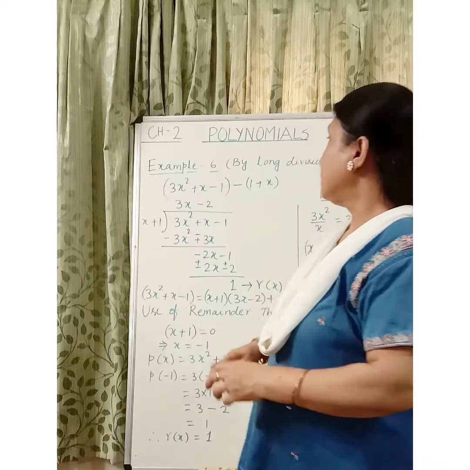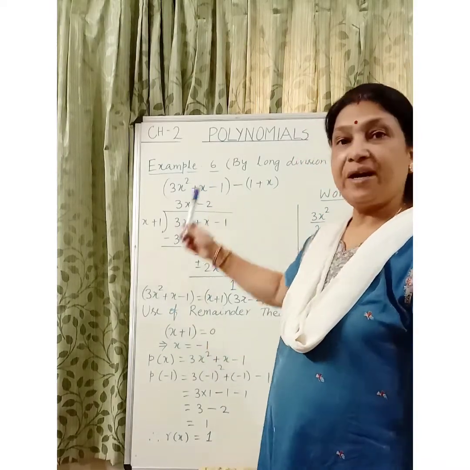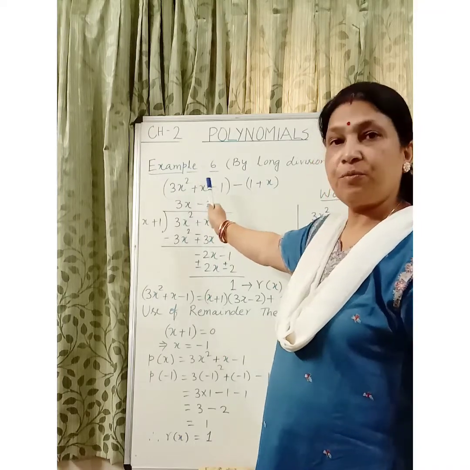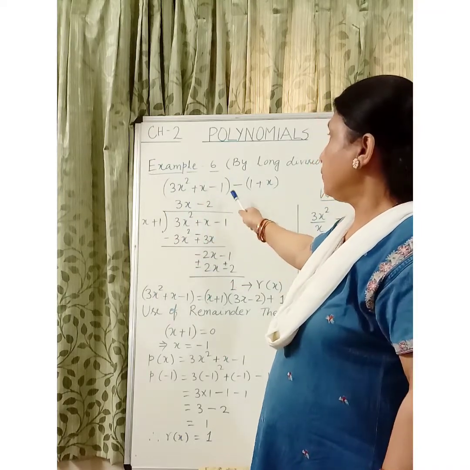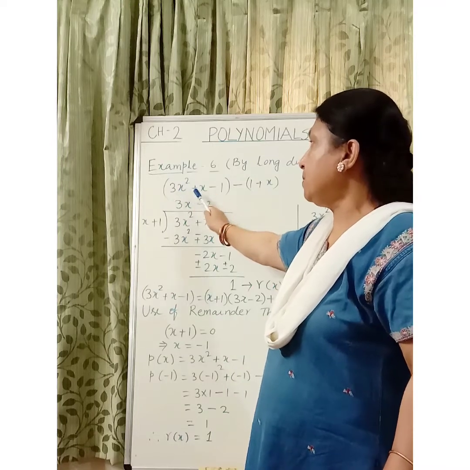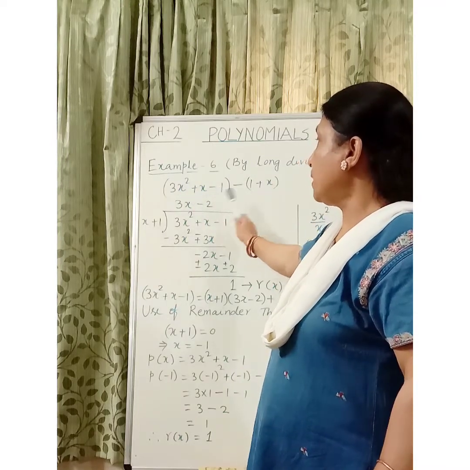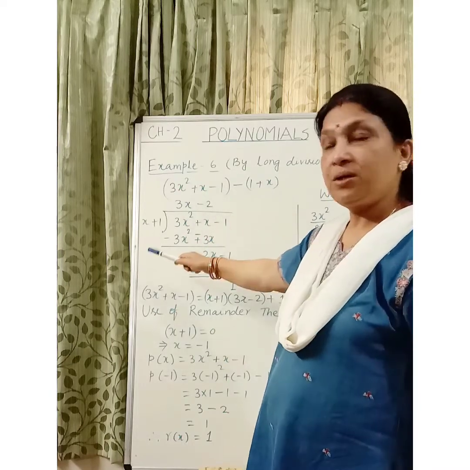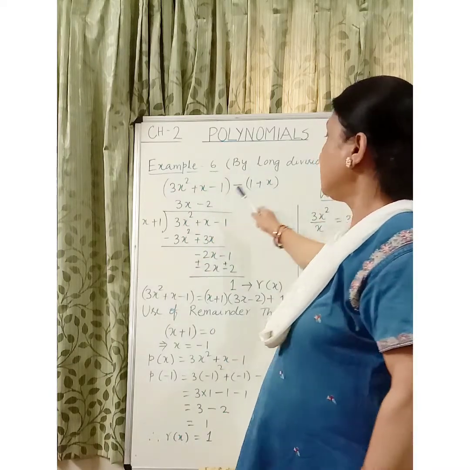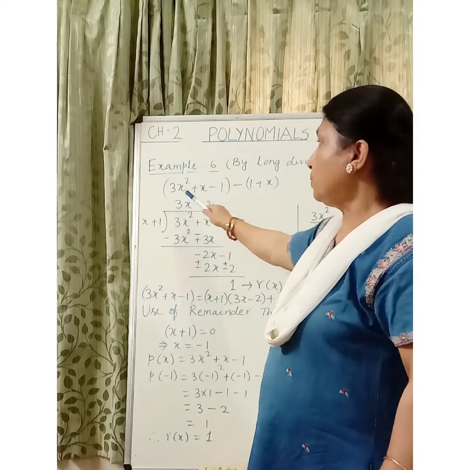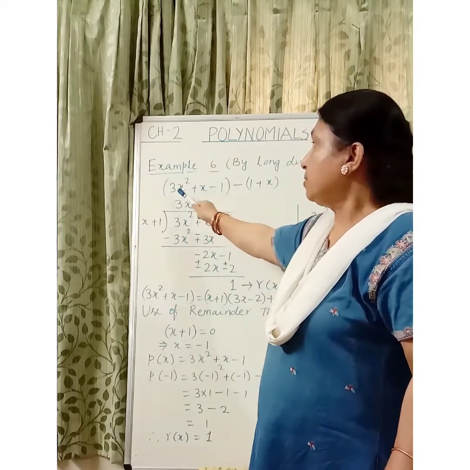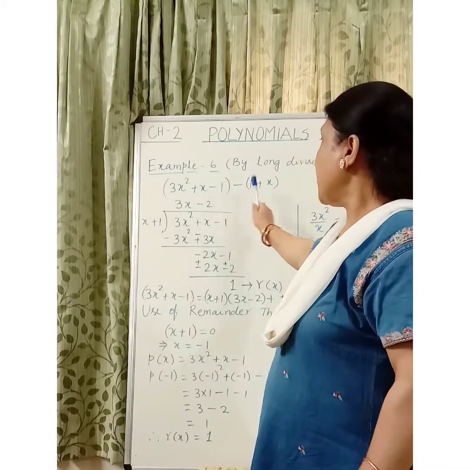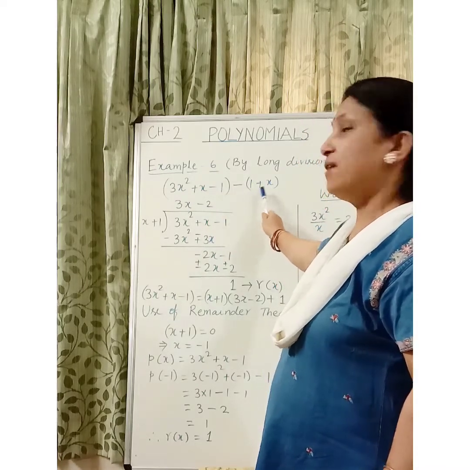Now we'll be dividing a polynomial by a polynomial. I have taken example 6 from your NCERT book. We'll be dividing 3x squared plus x minus 1 by 1 plus x. By which method? By the long division method. So here, what is this first polynomial? 3x squared plus x minus 1 is the dividend polynomial, and 1 plus x is the divisor polynomial.